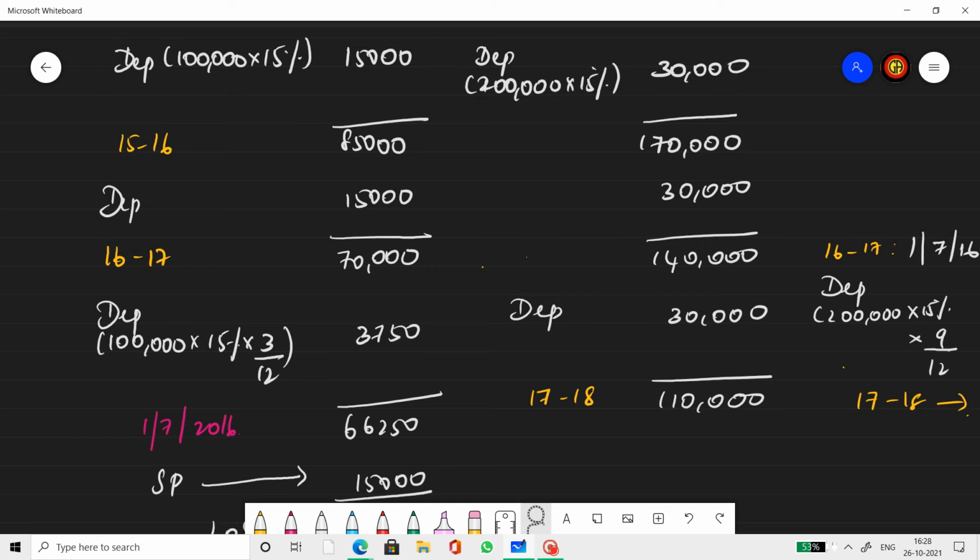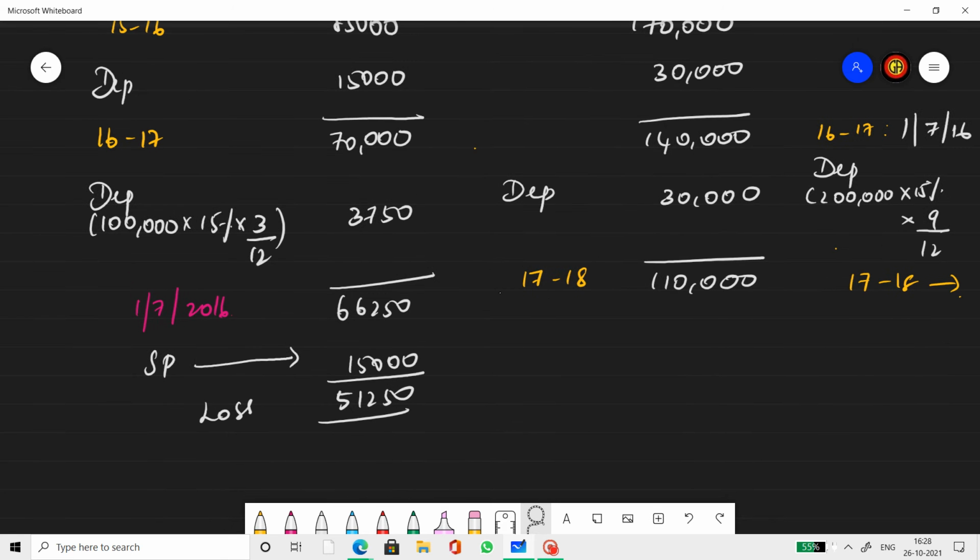In the third year, the first machine, that is the one-third part of the machine, was used only for 3 months because it is getting sold in July. So depreciation is only for 3 months, which is 3,750. Whereas the two-third machinery is used for the whole year, so full period depreciation. Now the book value as on the date of sale is 66,250. Sold for 15,000. So there is a whopping loss of 51,250 rupees. The amount of loss is very huge here.